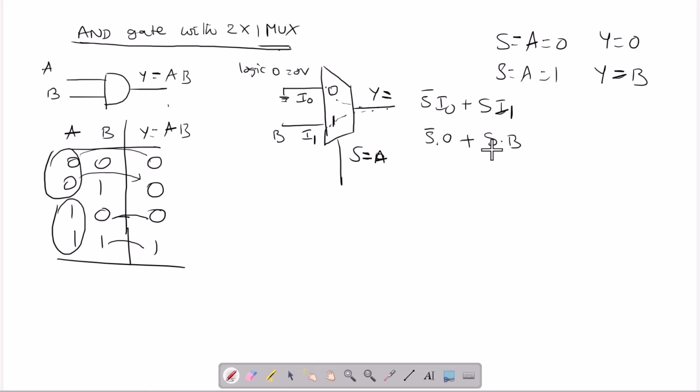S is equal to A is equal to 1, so it is A dot B. So the AND gate truth table has the logic expression Y is equal to AB, so it will be satisfied. And another way is also there, you can realize it like this also.